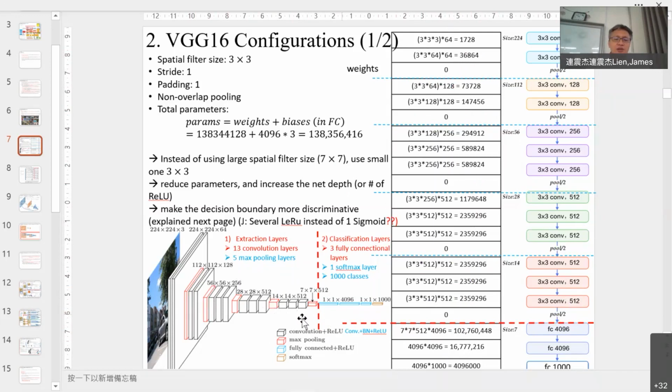But usually here, we don't talk about the filter size. Here we talk about the image or map size. Usually we talk about the map size here, and here is the filter size, and here is also the filter size. So either way, you try to describe it.